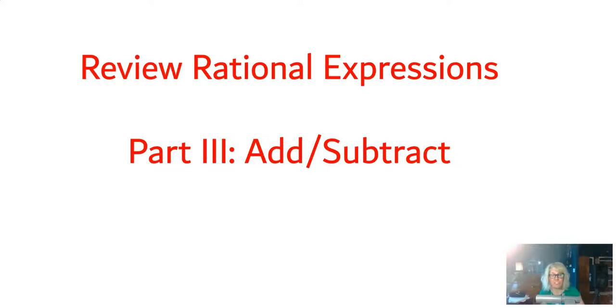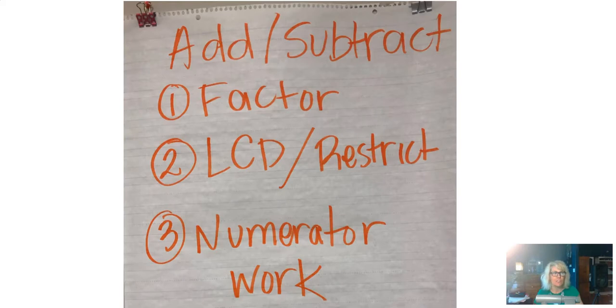Review rational expressions, part three. Guys, here's the adding and subtracting. This is the most work, where we have numerator work after we find the least common denominator. So just remember our steps are still the same.